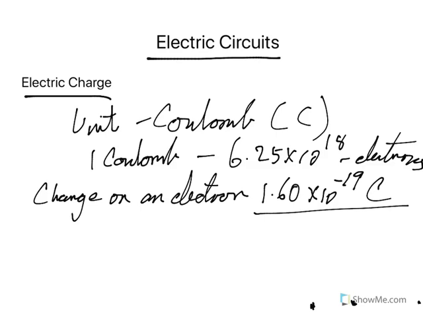So there's two types of charge. Let's see if we can write properly. Two types of charge, positive and negative. There are two types of charge.